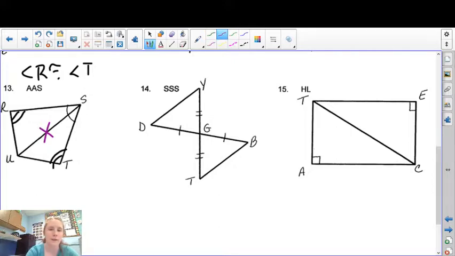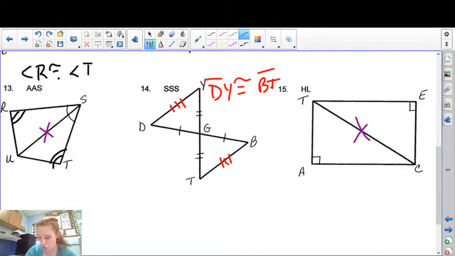I need side, side, side, so I need my third side here and my third side here. So DY is congruent to BT. And I need hypotenuse leg. I already have this given information. It has to be itself. So I really could do one of two things. I could do TA and CE.